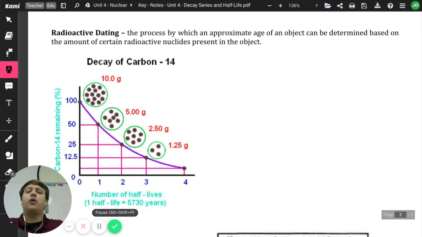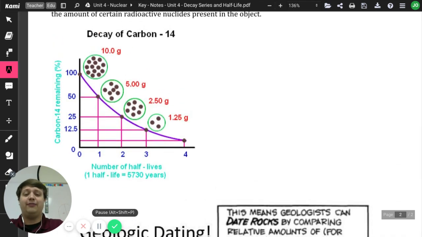Here's the example of carbon-14. Carbon-14 has a half-life, which means half of it will be gone after about 5,730 years. So one half-life is 5,730 years. What does that mean? If I started with 10 grams of carbon-14, after 5,730 years I would have 5 grams of carbon-14. The rest will be a new substance, a new element. If I go through another half-life, waiting another 5,730 years, I'll be left with 2.5 grams. Wait another 5,730 years, and we'll get 1.25 grams.